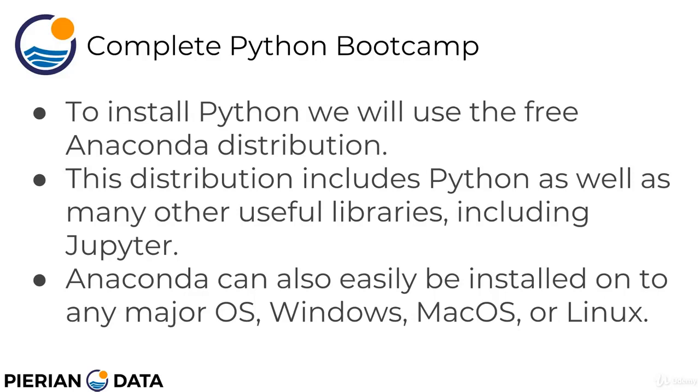So to actually look at all these advantages and start learning Python, we need to install it. We're going to install Python using the free Anaconda distribution. The reason for that is that this distribution includes Python as well as many other useful libraries, including Jupyter, which is the notebook system we're going to be using throughout a lot of the course. Later on, we'll use things like text editors to write Python scripts, but when we first start learning, Jupyter is a great choice. Another reason we choose Anaconda is that it can be easily installed onto any major operating system, such as Windows, macOS, or Linux.